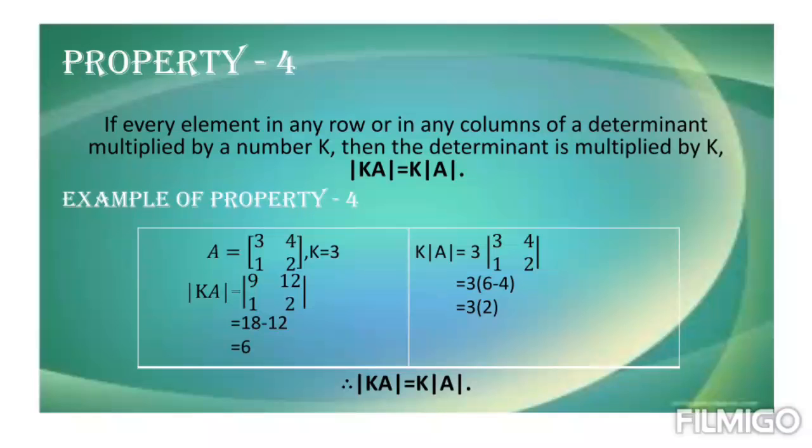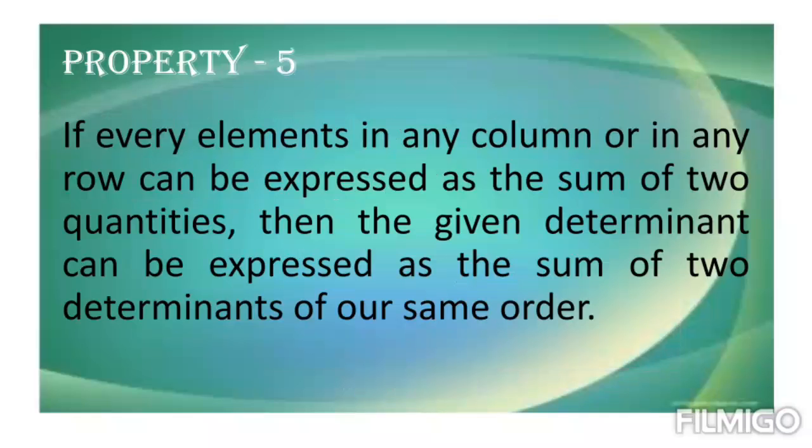Now we need to prove k into determinant A. So I want to multiply the determinant A value with the k. So we need to find the determinant of A, whose value is 2. So I multiply this with 3. This also gives 6. Yeah, right? This is our proof. Yes, we get determinant kA is equal to k into determinant A. Let's see our next property.